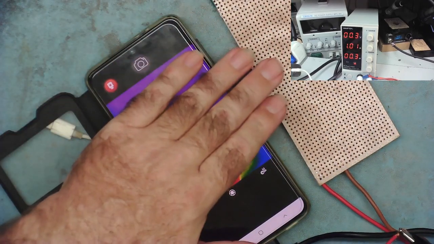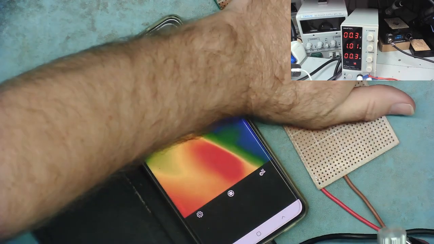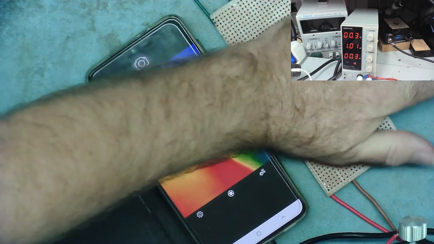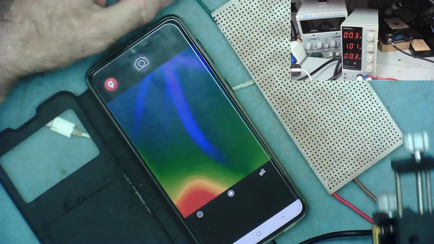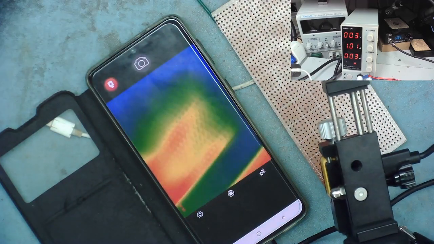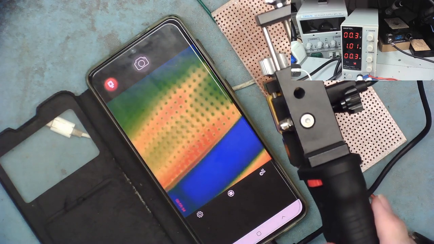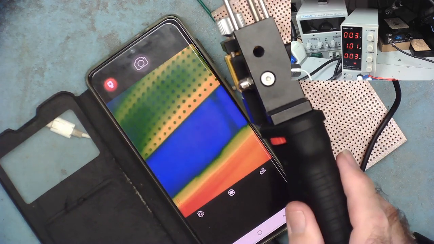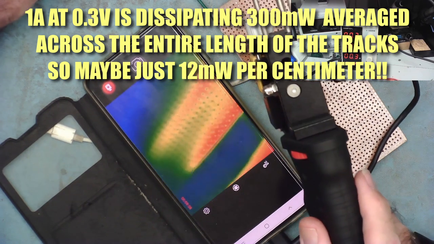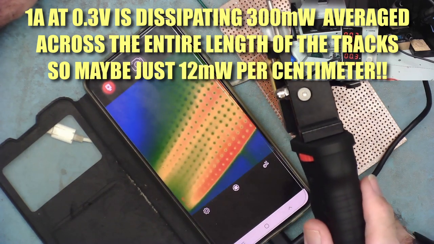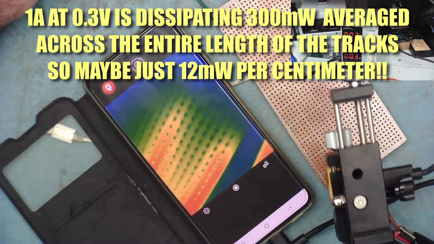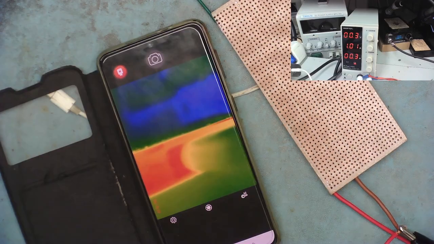I'll just touch the vero board now with my fingers, and I can tell you now I cannot feel any difference in temperature on the board, and yet this thermal camera is clearly showing me the tracks that are carrying the current, even though I don't see it at all with my hand. Let's get a temperature probe and let's see the thermocouple. What does that tell us?